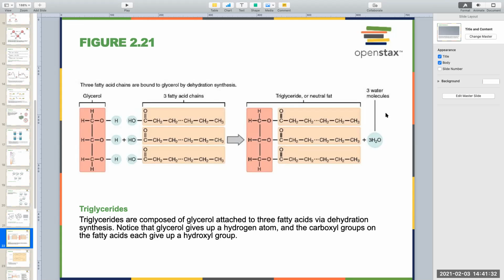Now let us talk about lipids. Lipids are another word for fat. And when we talk about lipids, there are different types. There are triglycerides, which we'll talk about shortly.